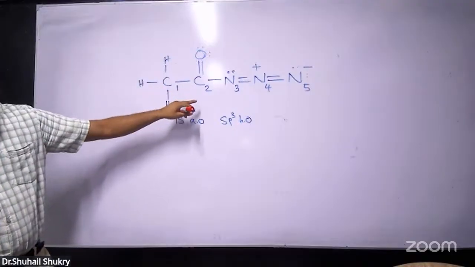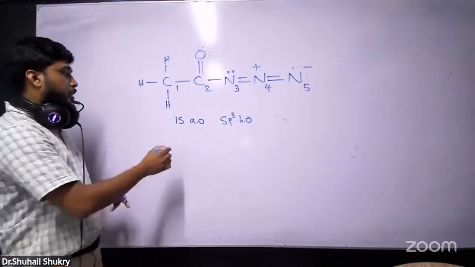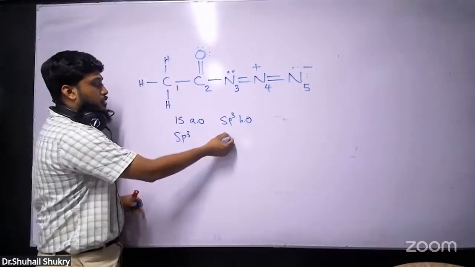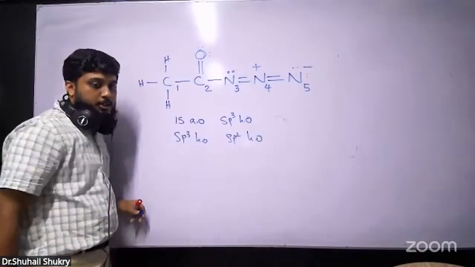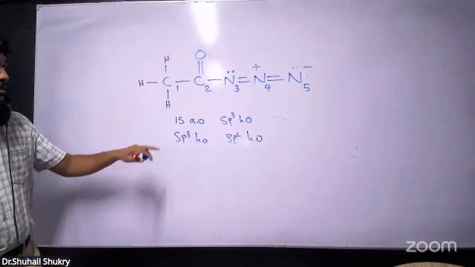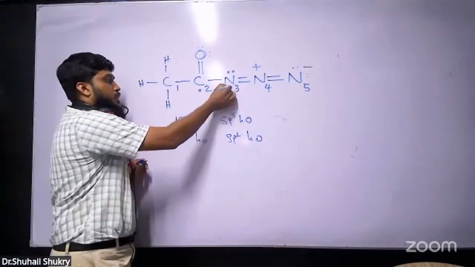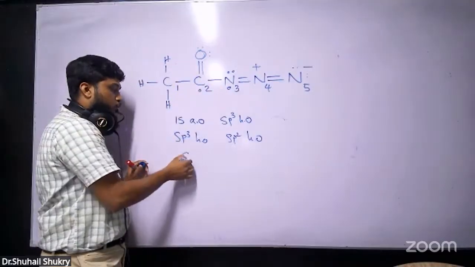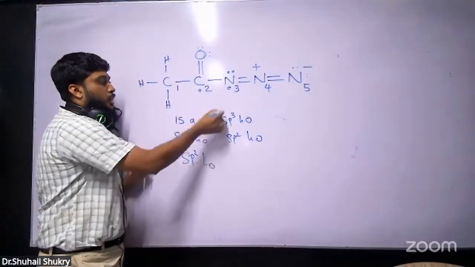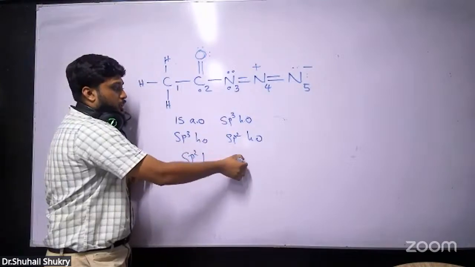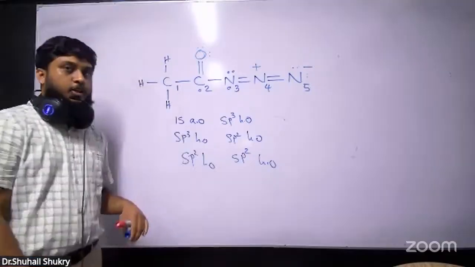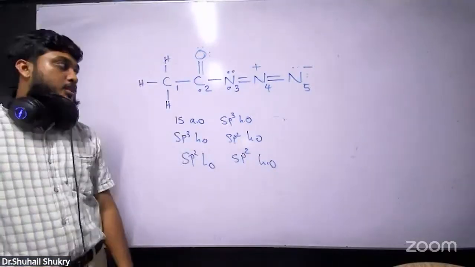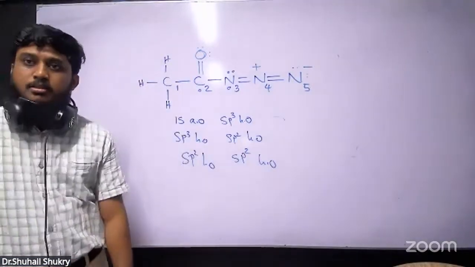Between C1 and C2 now, C1 is sp3, C2 is what? sp2. What is the orbital? Hybrid orbital. This is also hybrid orbital. It has C2 and N3. C2 is here, N3 is here. So C2 is sp2 hybrid orbital. N3 is what? sp2 hybrid orbital. This is also sp2. For the orbitals hybridization, we check the sigma bonds and the lone pairs.